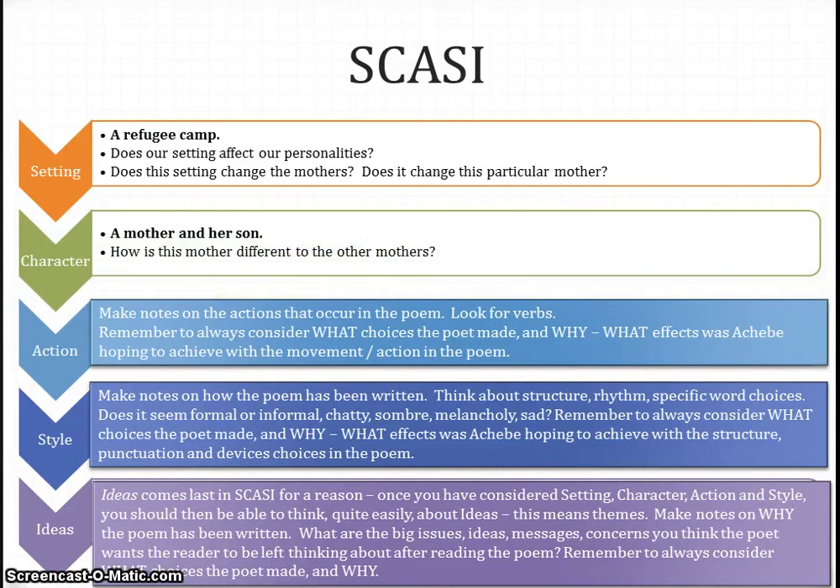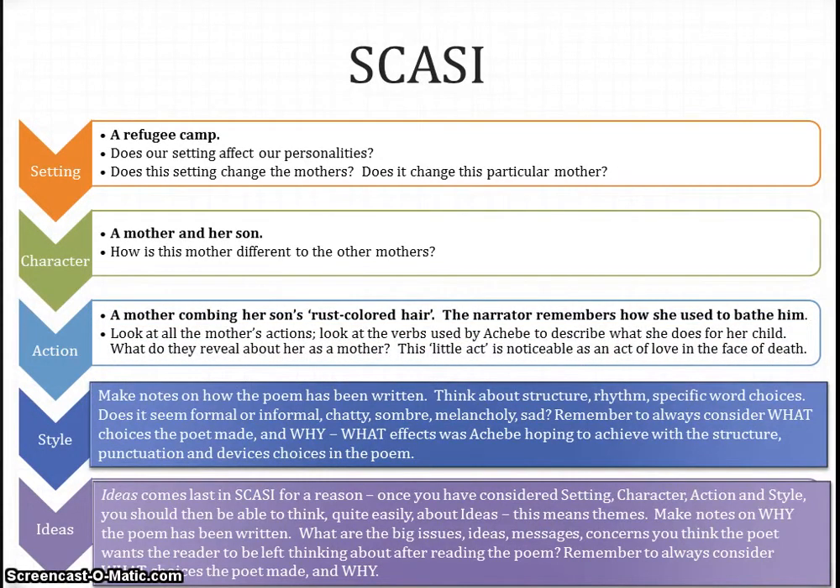For character, the obvious, a mother and a son. How is this mother different to the other mothers? For character, you might also want to remember to consider narrative voice. Who is telling the poem? Who is this other speaker in the poem? Don't confuse this with the poet. When we talk about the poet, we're talking about the effects of word choices.